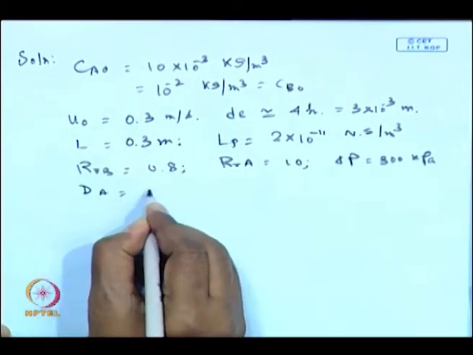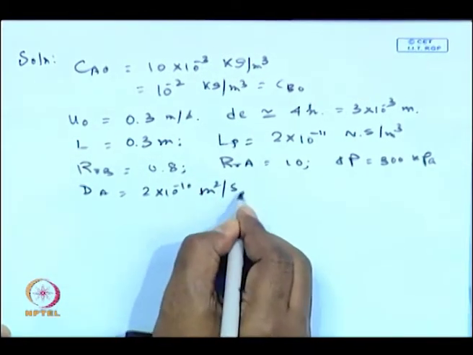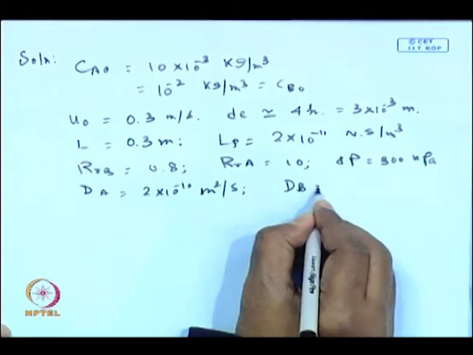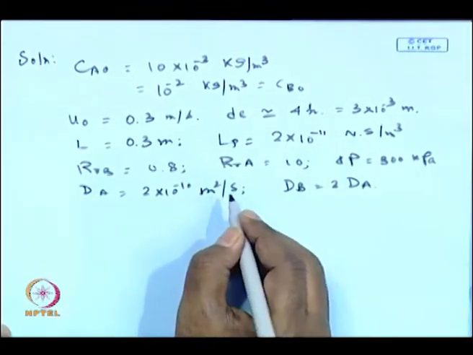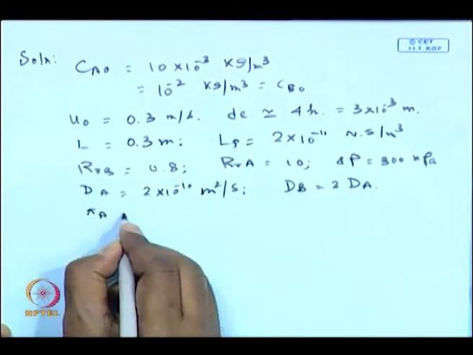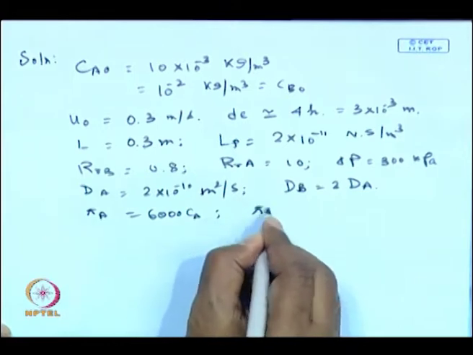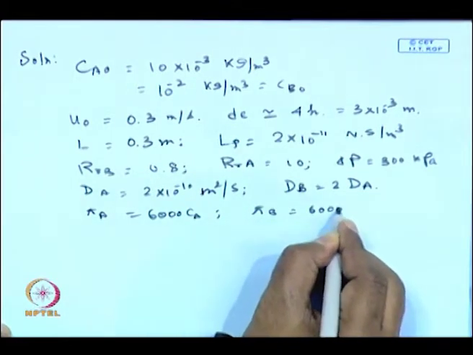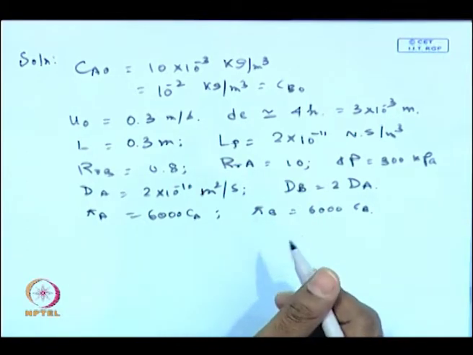Diffusivity of A is given as 2 into 10 to the minus 10 meter squares per second. Diffusivity of B is 2 times that of A. And pi A is 6000 Ca and pi B is 6000 Cb.